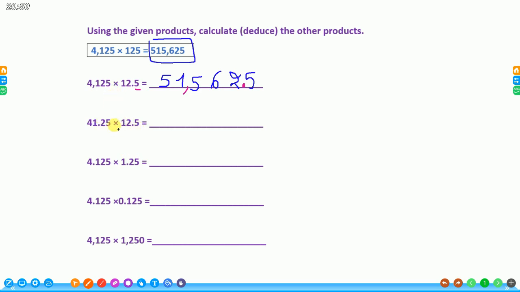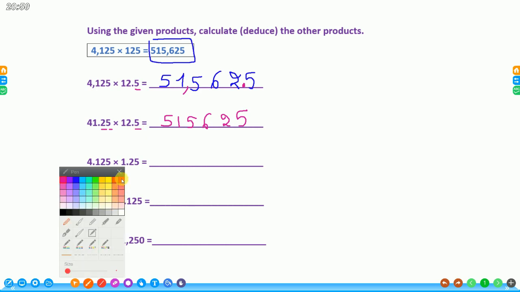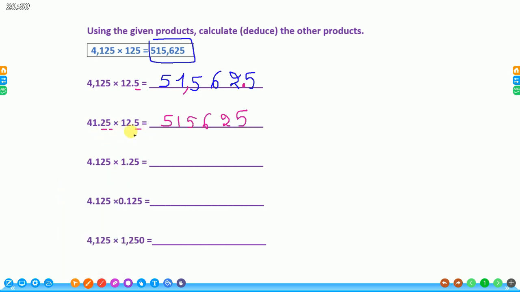Second operation, 41.25 times 12.5. Same as we did here, we ignore the decimal point and we go back to this operation. We already know its answer. We copy it. After we copy the answer, we count how many digits after the decimal point we have in total in both numbers. Here we have 2 digits after the point, and here we only have 1. In total we have 3 digits after the point. So in my answer I must have after the point 3 digits. So I place the decimal point between 5 and 6 in order to have after the point 3 digits.